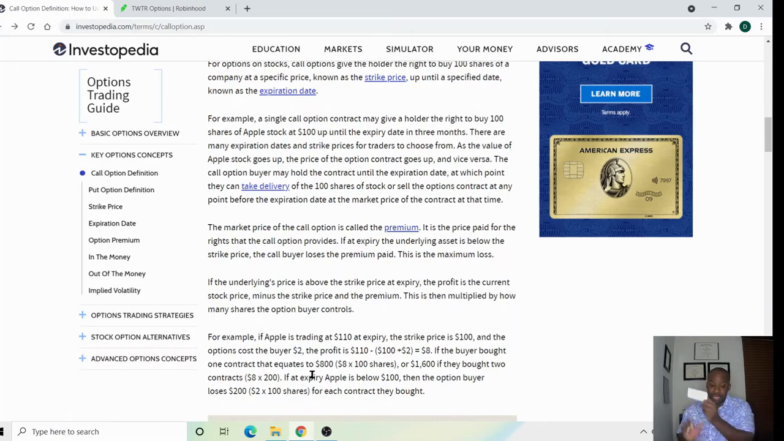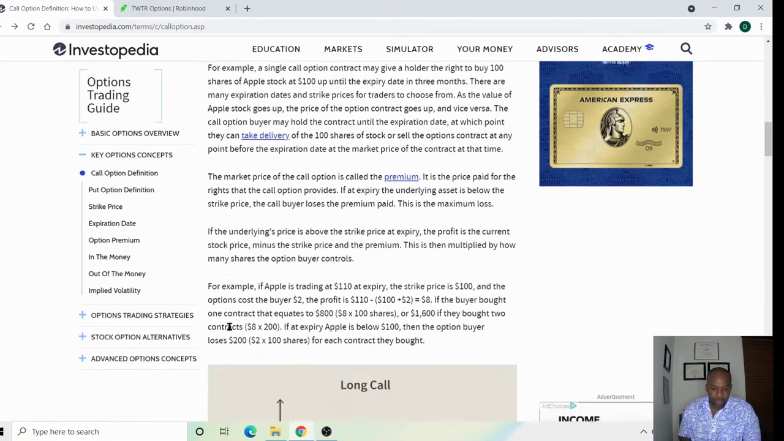For each option contract that you hold. If you hold 2 contracts, you would have profited $1,600. So on and so forth. Okay. Now, how does this compare to someone who, if you would have just bought the 100 shares at $100 at that time, and then sold it when it got to 110 and made $1,000?